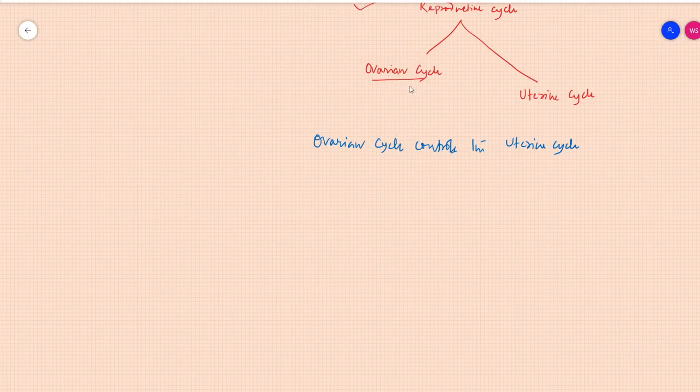Okay, so there should be a synchronized effort between these two organs. The ovum should be released, and that ovum should reach the uterus, and by the time it reaches the uterus, the uterus should be prepared for implantation. So that is the reason why the ovarian cycle controls the uterine cycle. Okay? All right, so let's look at the ovarian cycle.